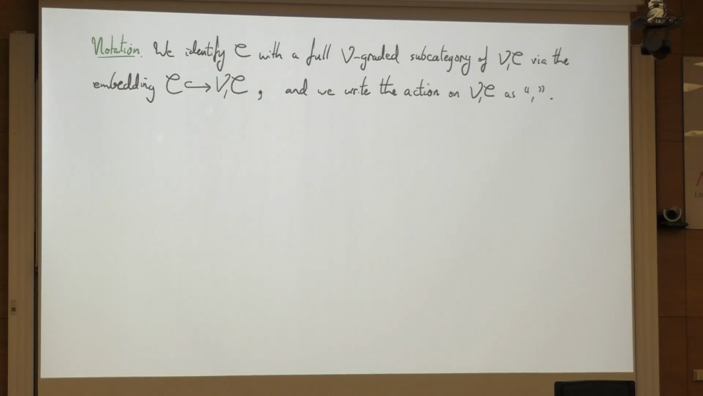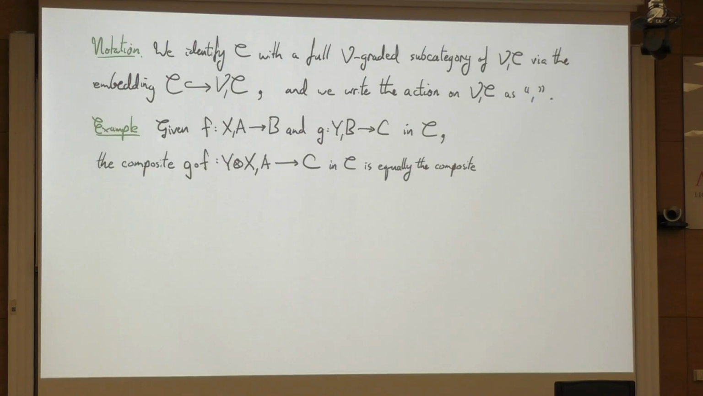And we'll write the action on V-tic-C as tic, and you'll see that this works out very conveniently, because we have examples like the following. Given two composable V-graded morphisms in a V-graded category C, we can take their composite, G of F, which we know the form that takes, but it's equally the following composite in the enveloping category. So this diagram here makes sense in the larger category into which C embeds. Tic here is the action carried by that category. And this actually is the composite, G of F.